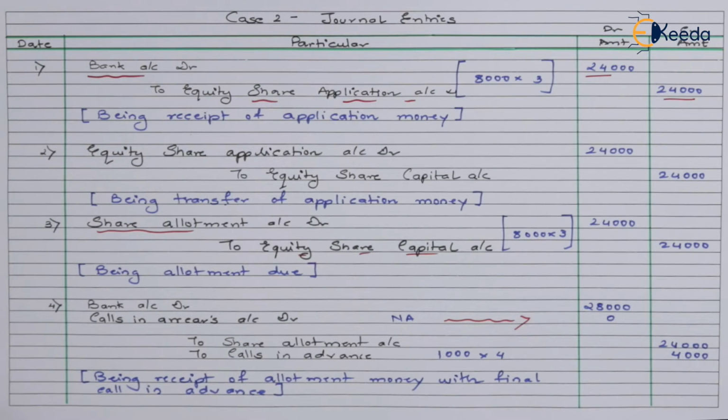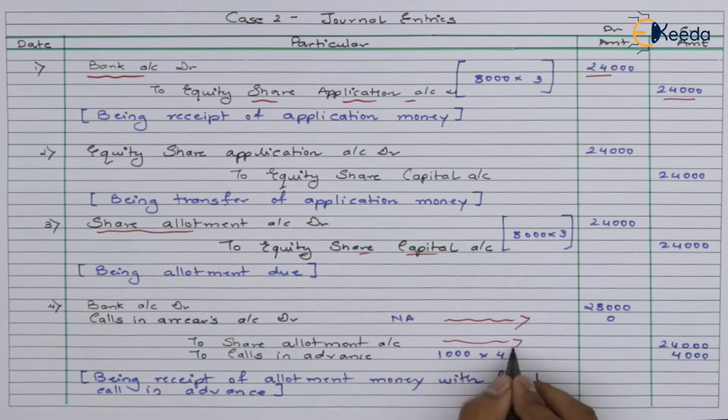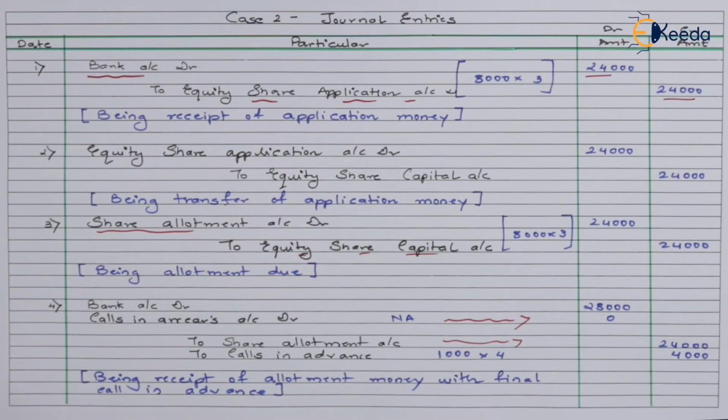Had there been calls in arrears, then it would have been debited here. Or if any question says that there are calls in arrears as well as calls in advance while the receipt of allotment was done, then in that scenario you can pass this entry whereby calls in arrears will be debited and calls in advance will be credited here. So the total amount that we have received in the bank account refers to the total of allotment money, that is 24,000, plus the calls in advance for 1,000 shares of rupees 4. That means 4,000 additional we have received, so a total of 28,000 in our bank account.